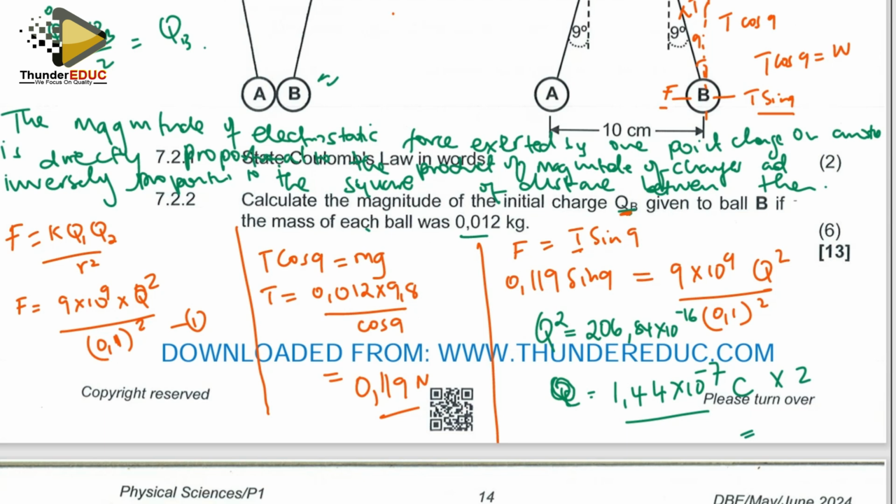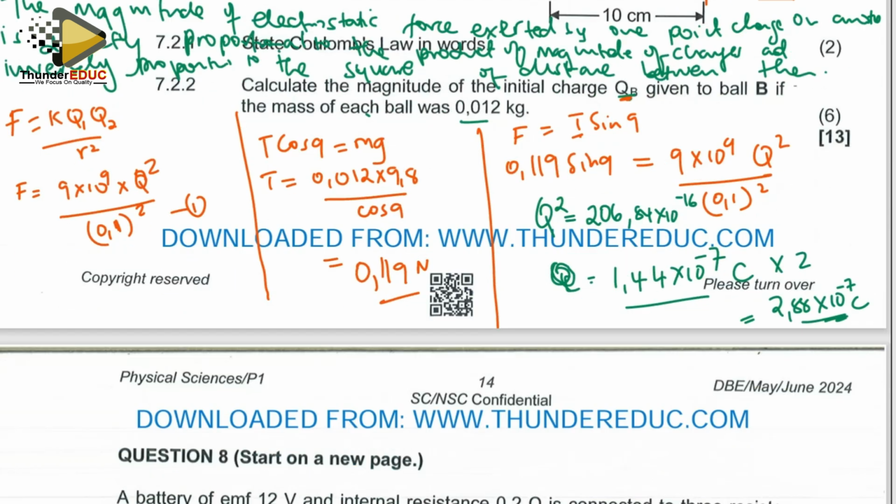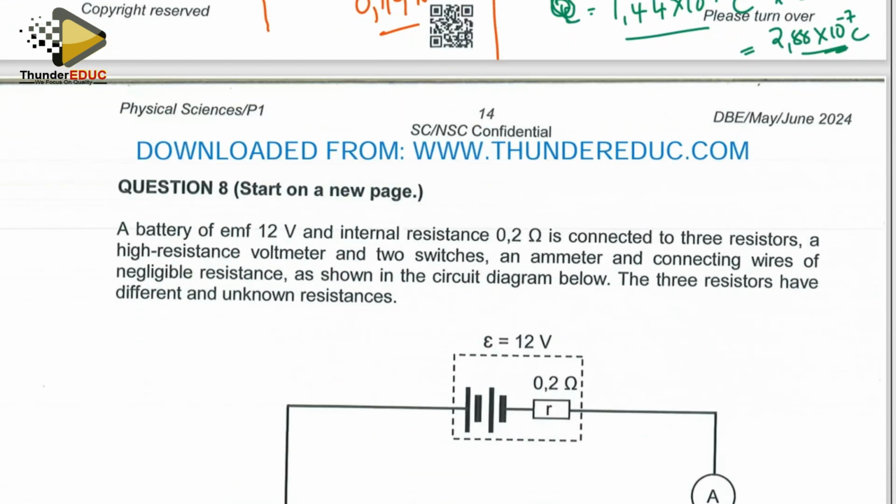So my answer multiplied by 2 gives me 2,88 times 10 to the negative 7 coulombs. So that is what I'm having as for now. Alright, so that is it for question 7.